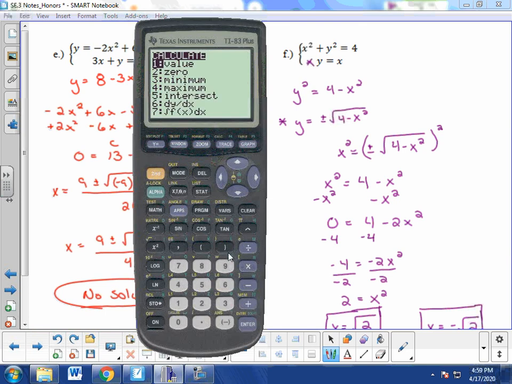Second, trace, intersect. This is where the table is not going to work. So I'm going to use second trace, hit the intersect key. I'm going to move my cursor over close to one of the intersections. Let's choose the one on the right. Hit enter. It's going to say second curve. It's close to that intersection. Hit enter. It's going to say guess, and hit enter. Now notice here that there's a decimal. That decimal is 1.414236. And it's both for x and y, so that's good. We know that x and y are the same value.